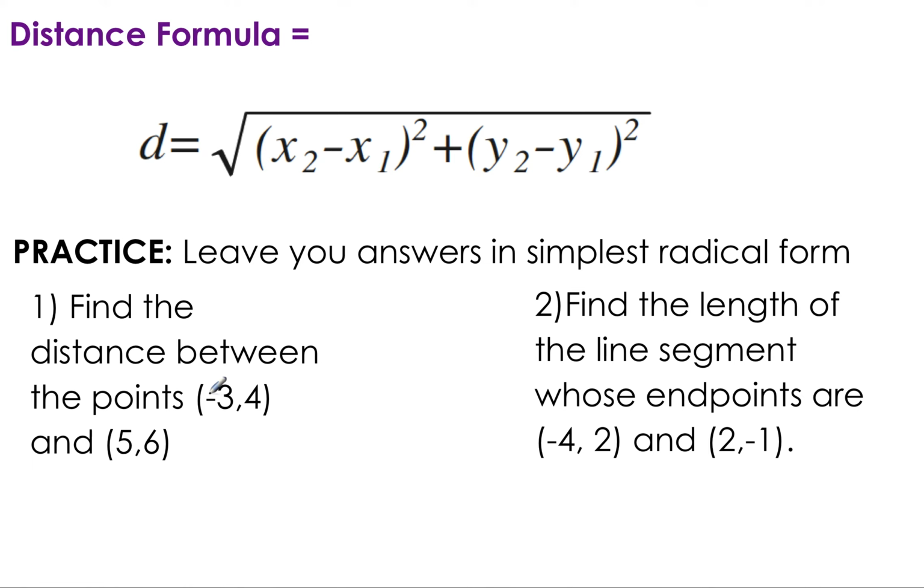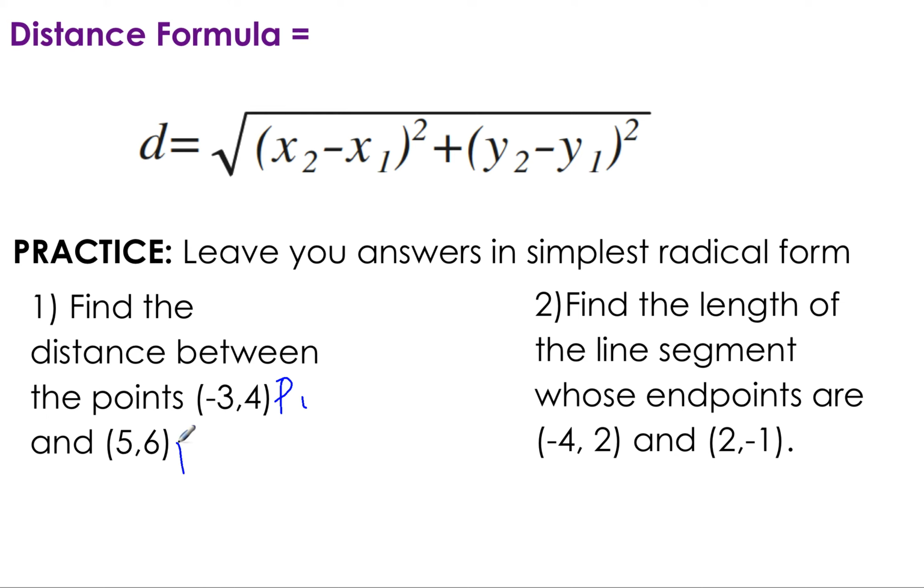Let's take an example. And I'm not going to plot these on a coordinate plane. Let's just start applying this formula to this problem. Find the distance between the points (-3, 4) and (5, 6). First off, let's decide which is going to be point 1, which one is going to be point 2. I'm going to call (-3, 4) point 1. It's purely arbitrary.